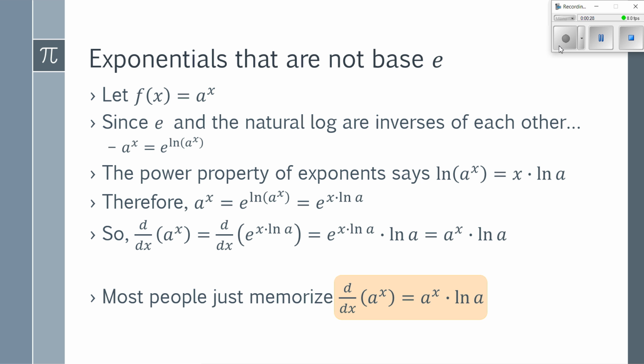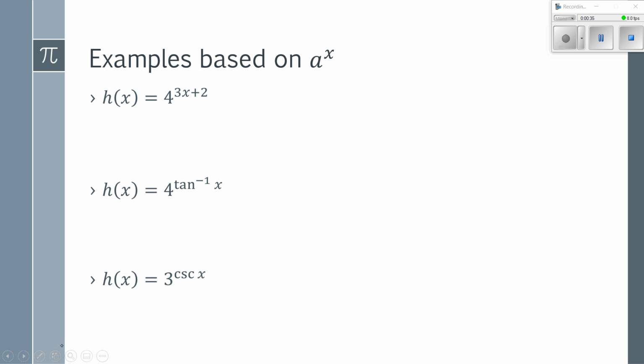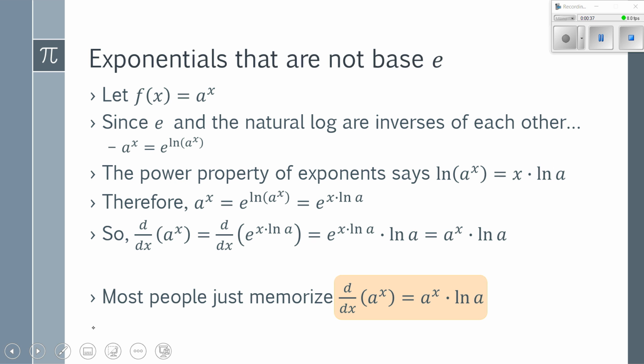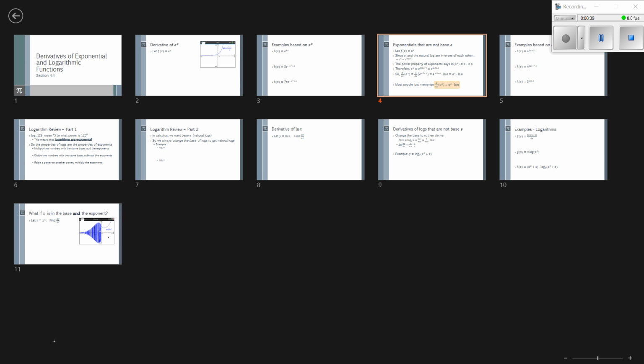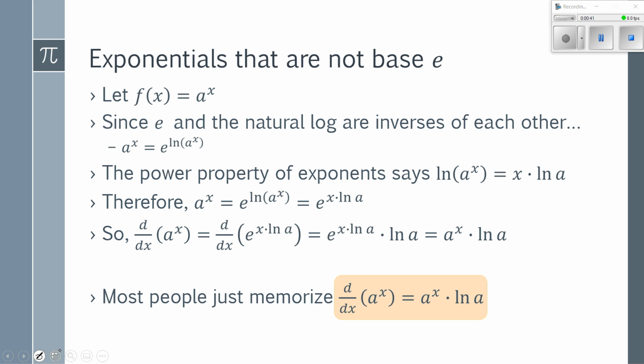So I've typed out here what's happening, but most people don't do this part. Most people will end up just memorizing different steps in the end result here. But I wanted you to see where it's coming from.